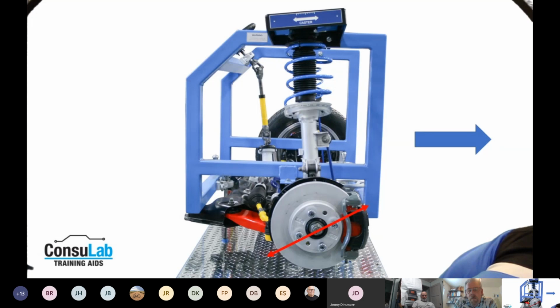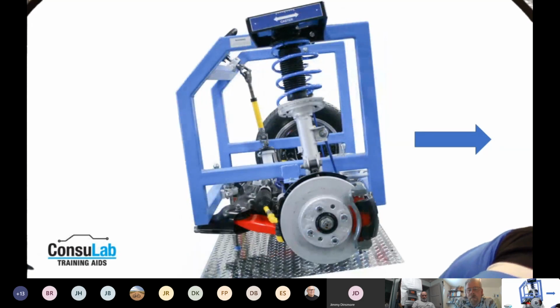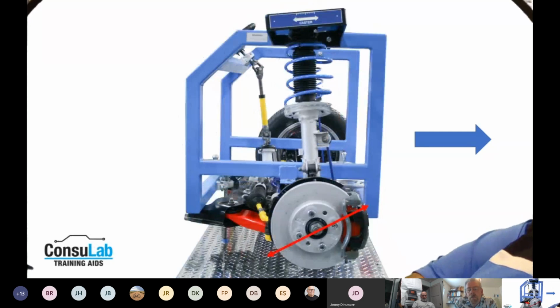When we measure caster, I'm going to go back to this picture for a minute. When we measure caster using our alignment equipment, what we're actually doing is measuring camber change as we sweep the steering axis. So when you do your caster sweep, you typically are going to turn left X amount of degrees, turn right X amount of degrees, and bring it back to center. And the machine is going to take how much camber change and calculate a caster angle.